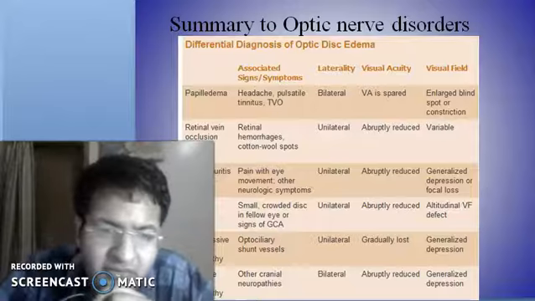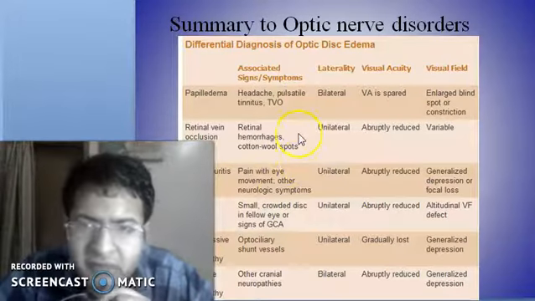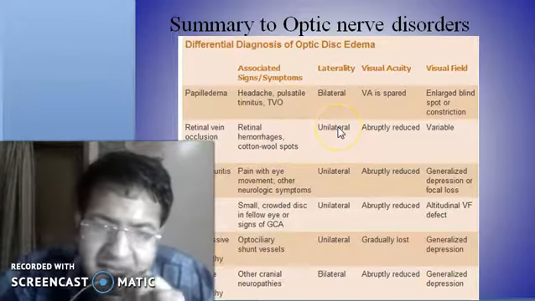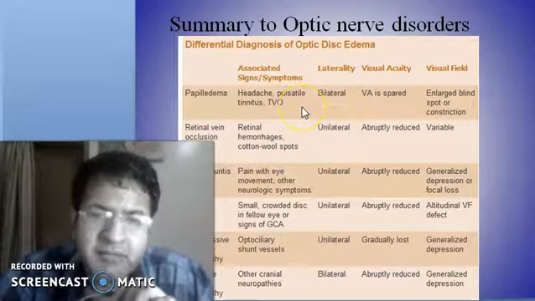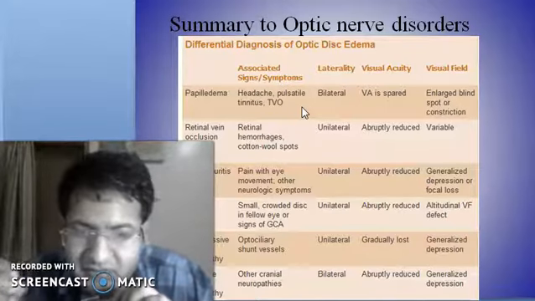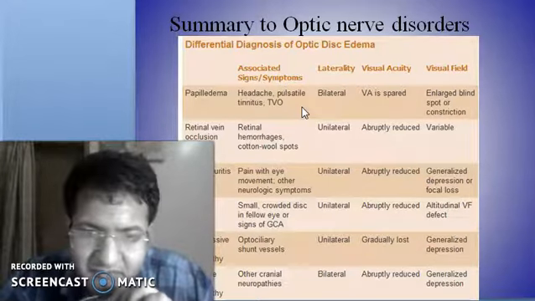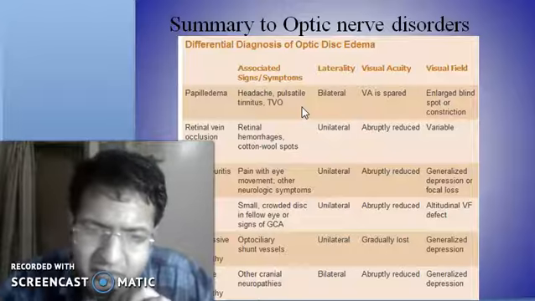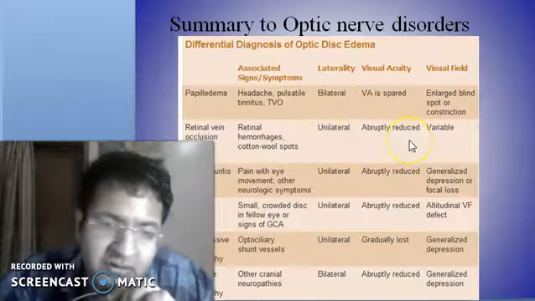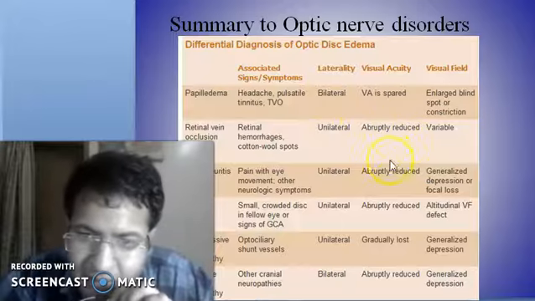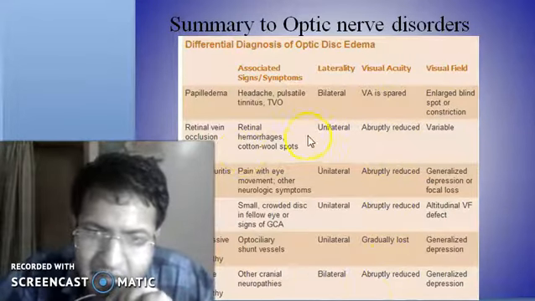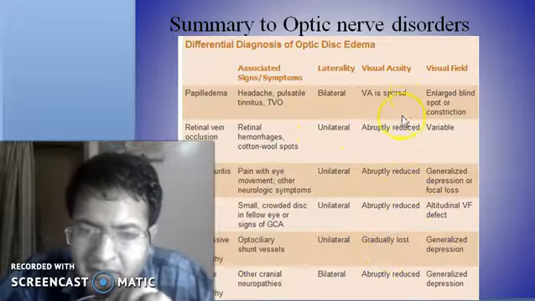Summary of the optic nerve disorders can be elicited from this table, in which the papilledema, the signs and symptoms associated with papilledema are headache, pulsatile tinnitus, and transient visual obscurations, in which the patient transiently does not see something and his vision appears after about 10 minutes. And the papilledema is always bilateral, and visual acuity is spared and doesn't fall. Only in papilledema the visual acuity is spared, and in all the rest of the optic nerve disorders the visual acuity is not spared.